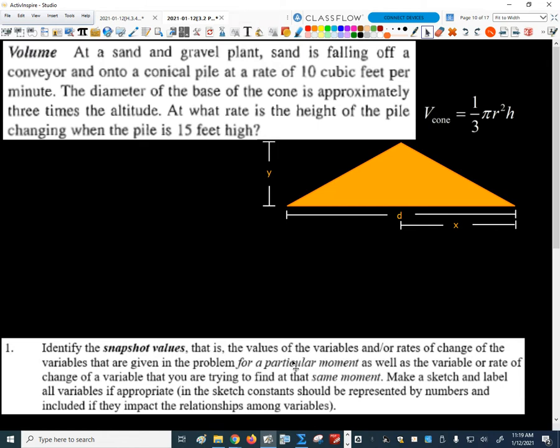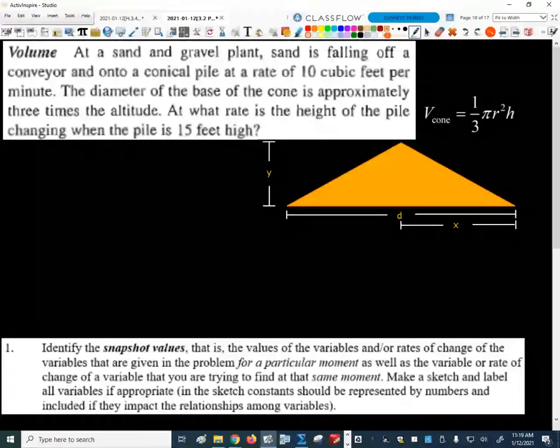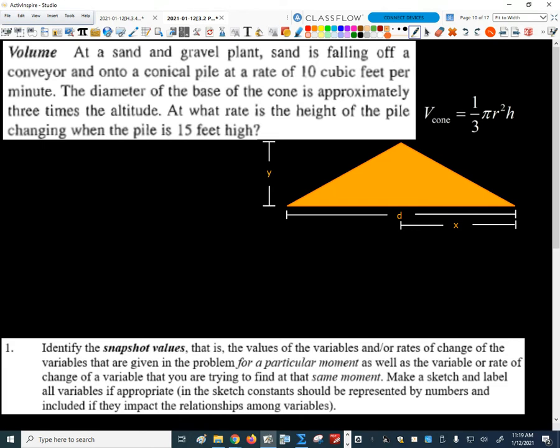Okay, so we want to be able to identify snapshot values. Help me out here. What are the values that were given for this snapshot? Ember, tell me one snapshot value that I could add here. It's falling off at 10 cubic feet per minute. Okay, so what am I going to label that? I can't just write the value down. I have to set it equal. I have to know what value that is.